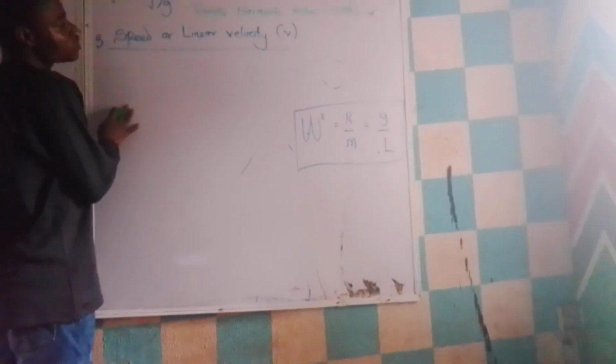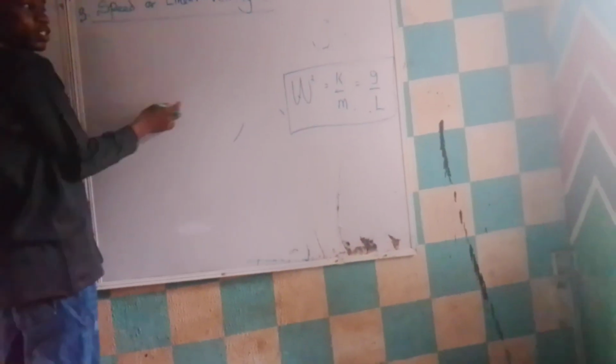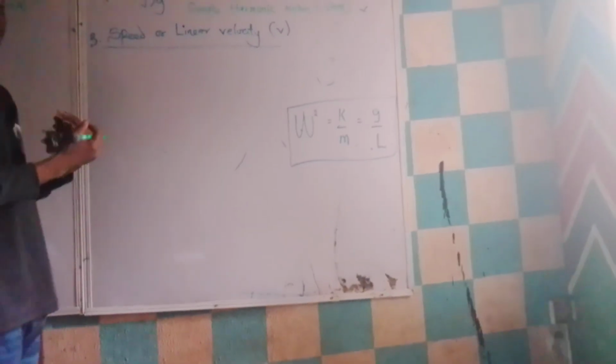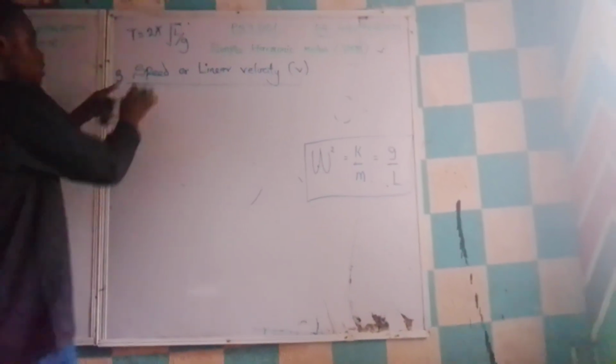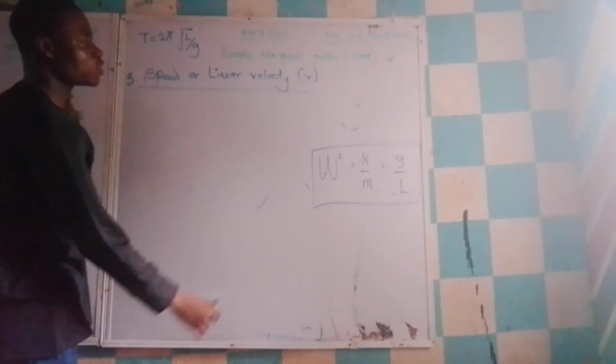Now, anywhere you see V, it is our linear velocity, or you can call it linear speed. Though speed and velocity are not the same, in this particular topic we usually use them as the same thing, but they are not the same, because speed is a scalar and velocity is a vector quantity.